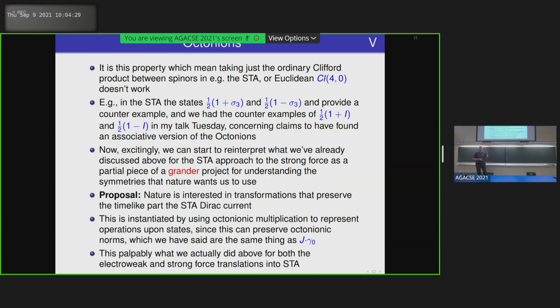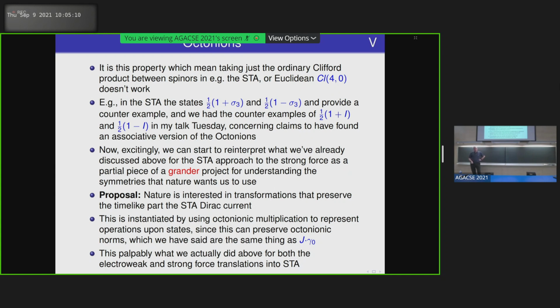So I'm close to the end now. The fact that we get that happening sets this approach apart from trying to do things just with the ordinary Clifford product in either the STA or Cl4, for example. The states 1 plus sigma 3 and 1 minus sigma 3 provide a counterexample in the STA. And in the talk Tuesday, I was drawing attention to a half 1 plus I, half 1 minus I. They stop this working if you try to do it with the ordinary Clifford product in Cl40.